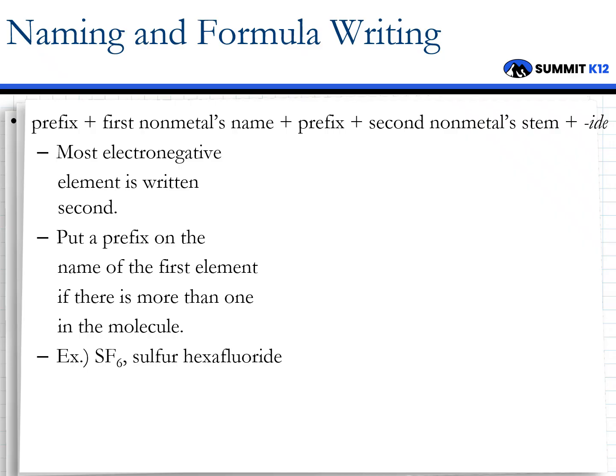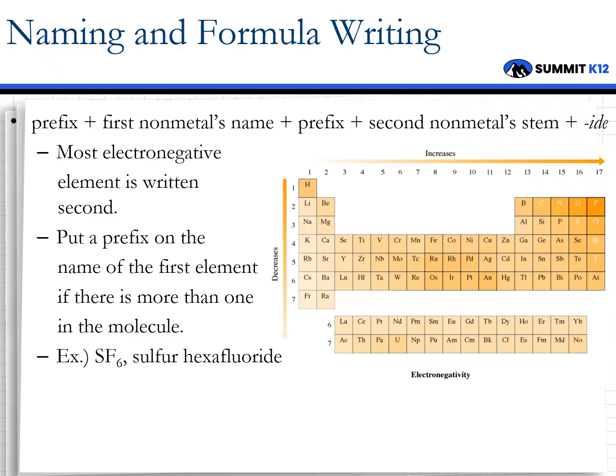So an example of this rule would be SF6. So we have sulfur hexafluoride. We can see sulfur is less electronegative because it's farther from the top right corner. So sulfur goes first and then fluoride. Fluoride is the most electronegative, so it goes second.